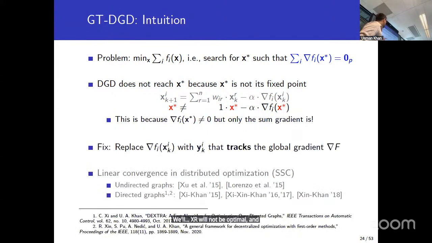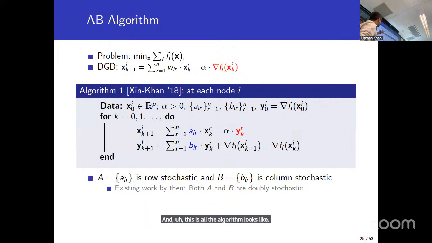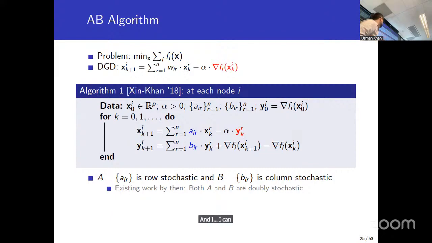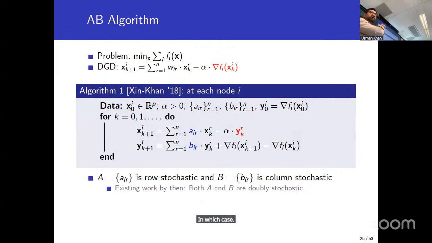In order to remove this problem, instead of using a local loss function here, I'll replace it by another variable, which is an estimator of the global loss. This is how the algorithm looks. This is the original DGD, but instead of using the gradient, I'm going to use a different variable which has its own dynamics. I can show that this auxiliary variable tracks the global gradient as k goes to infinity. So in the limit, y_k will be the global gradient, in which case the problem that I showed earlier does not exist.